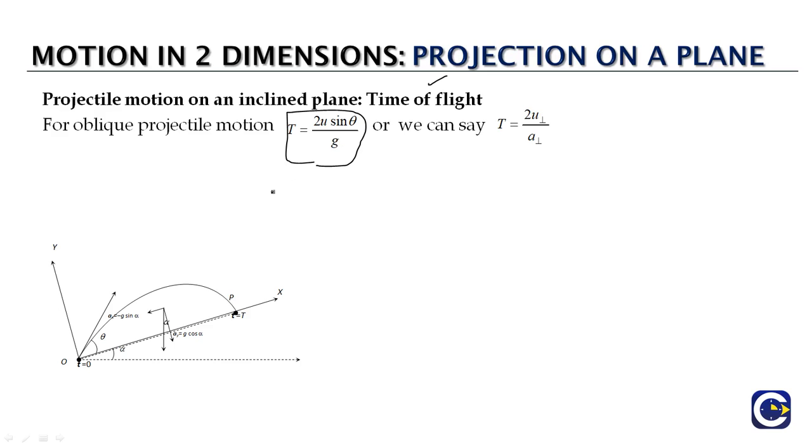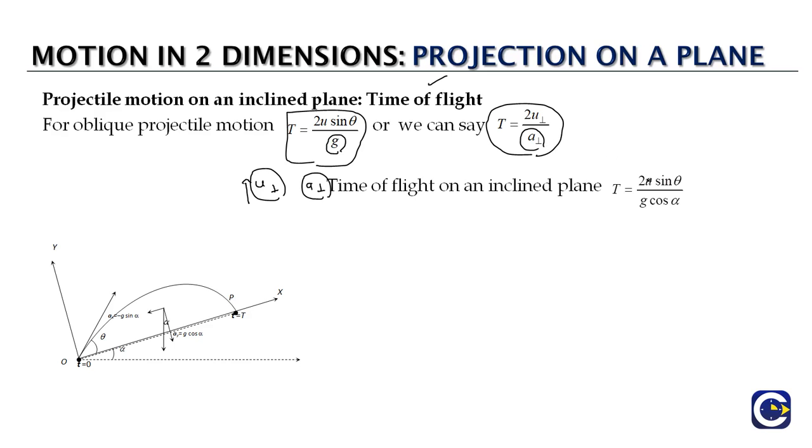So in case of the oblique projectile, u sin theta is nothing but the perpendicular component of the initial velocity, and g is nothing but the perpendicular component of the acceleration. So the analogous formula for the time of flight will be 2 u perpendicular, the initial perpendicular component of the velocity, divided by a perpendicular, the perpendicular component of the acceleration. So u perpendicular will be u sin theta, and a perpendicular will be g cos alpha.